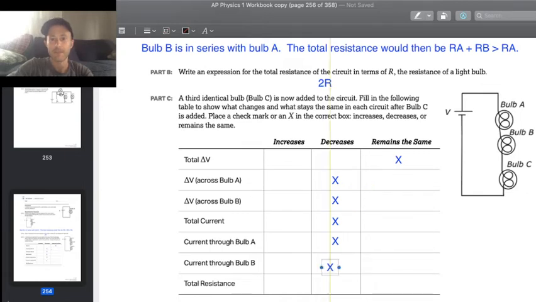And then lastly, what happened to the total resistance? Well, we added a resistor in series, so it went up.